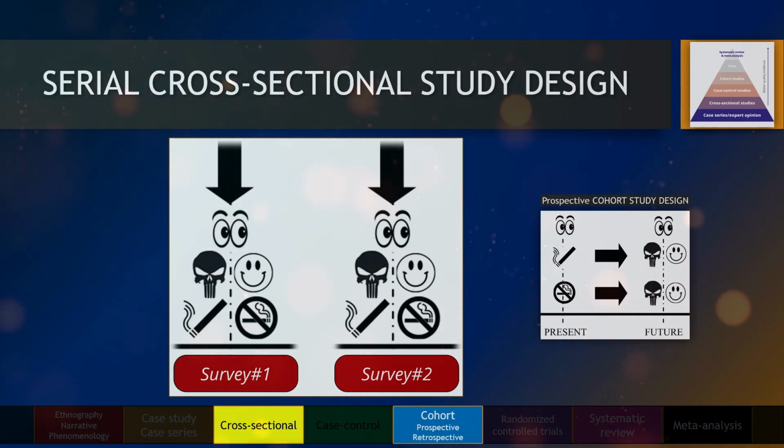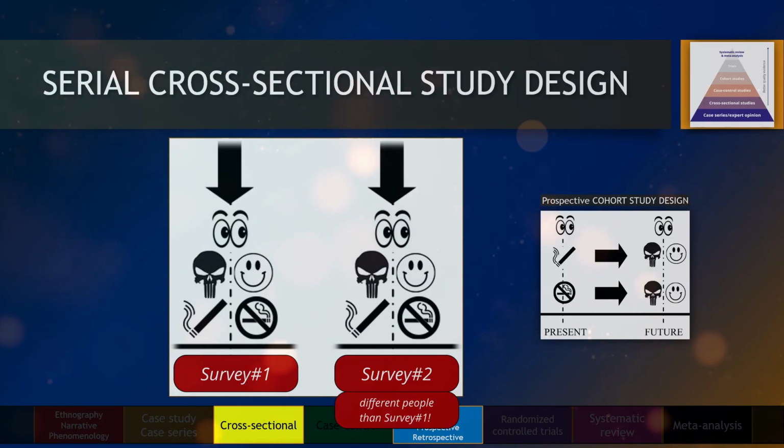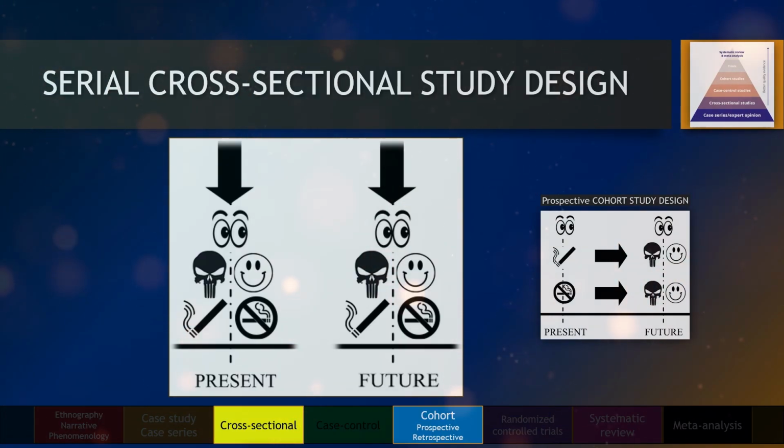This example involves different sets of respondents for each cross-sectional survey instead of following the same set of people every 5 years. This study design looks somewhat familiar with the prospective cohort study design, the figure on your right. So let me ask you this question. How is a serial cross-sectional study design different from a prospective cohort study? I leave it up to you, but you can put your answers in the comments below.